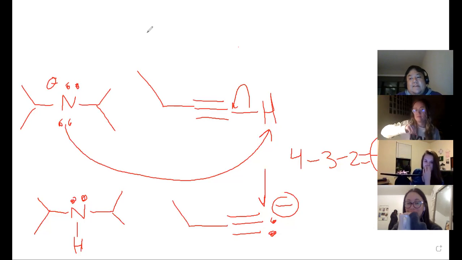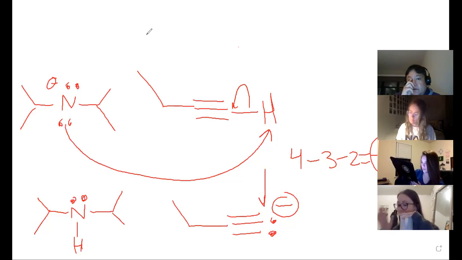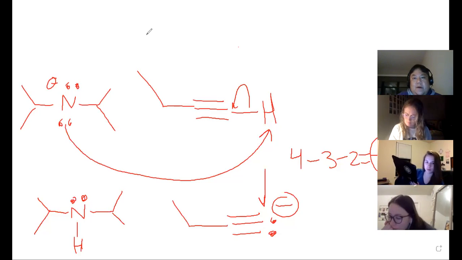How do you guys feel about acid-base reactions now? Do you understand the arrow pushing? A lone pair is always going to grab a proton. It's going to take it, and then you're going to form a negative charge, right? Or whatever on that. Does that make sense?